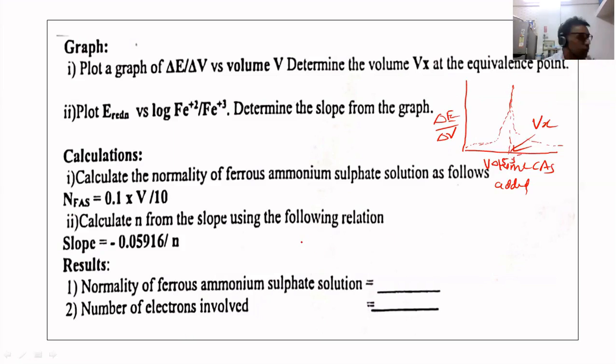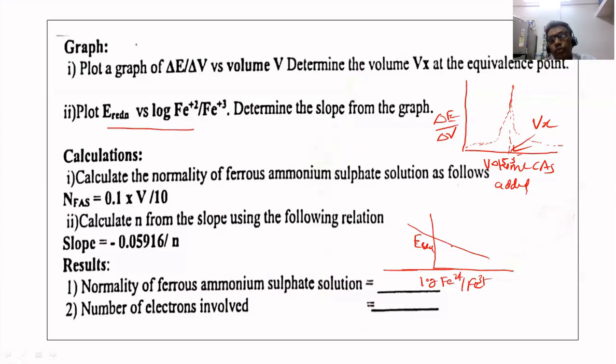With the help of this graph we can determine Vx. Then we have to plot the second graph also: reduction potential versus log of the activity of the ferrous ion to the activity of the ferric ion. The nature of the graph will be like this. On the x-axis, take this ratio, log of Fe2+ and Fe3+, and on the y-axis we take the reduction potential.